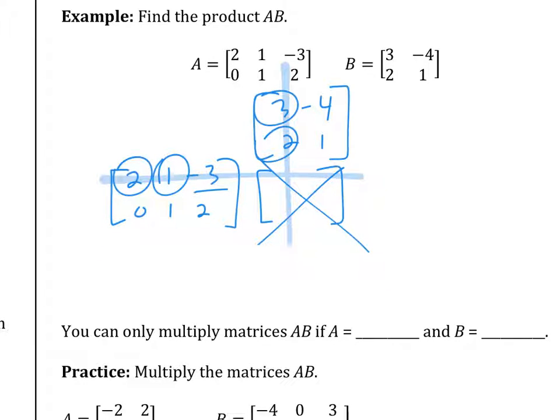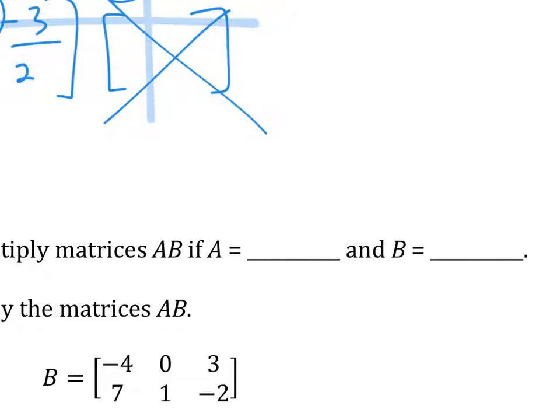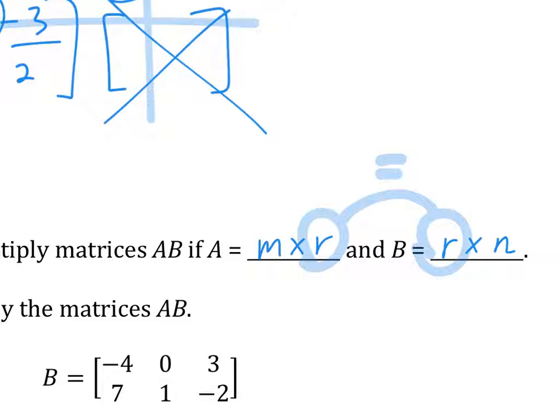You can only multiply the matrices if A has the size of, let's say, M by R, and B has the size of R by N, and you can only multiply them if the two in the middle are exactly the same. You can multiply A and B together if A is M by R, B is R by N, and those two in the middle have to be the same number so that you can multiply.